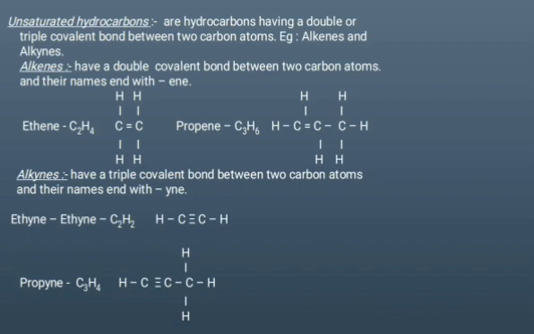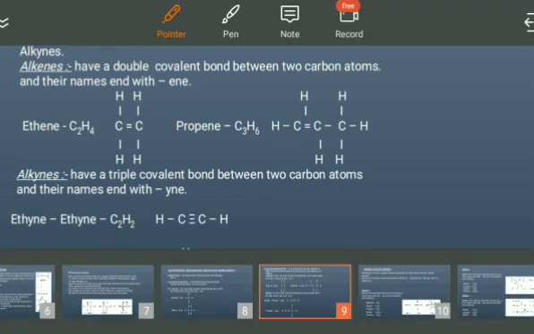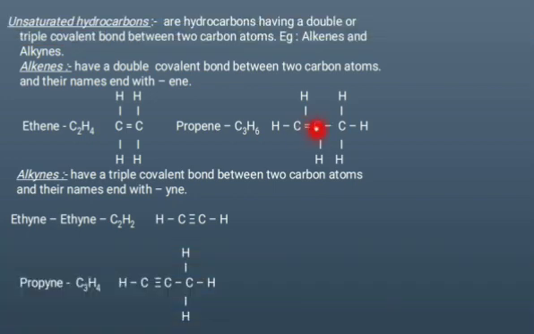Ethene, C2H4. In this, 2 carbon atoms have a double covalent bond. Propene. In propene, the first and second carbon atoms have a double covalent bond.